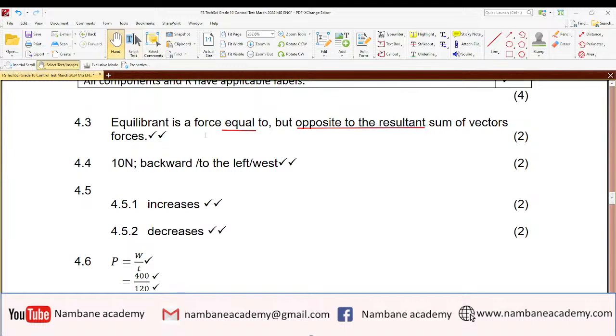4.4, write down the magnitude and the direction of the equilibrium. Ladies and gentlemen, it must be 10 newtons, 1 mark.